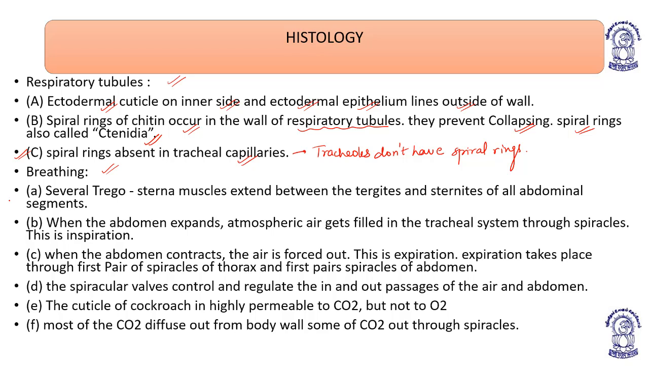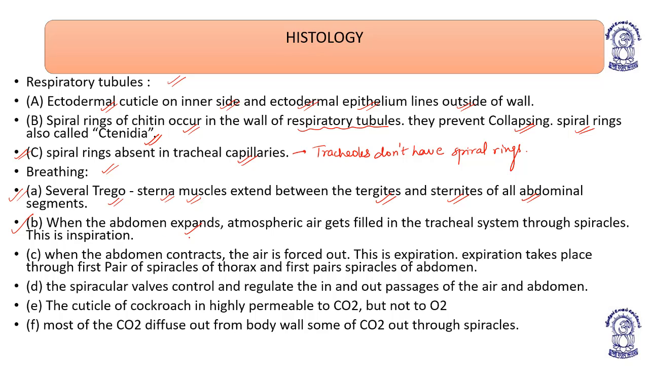Breathing. Several tergosternal muscles extend between the tergites and sternites of all abdominal segments. So all abdominal segments have the opening of spiracles. The respiratory tubules in these segments have extension of tergosternal muscles between tergite and sternite. So tergosternal muscles extend between the tergite and sternite of all abdominal segments.